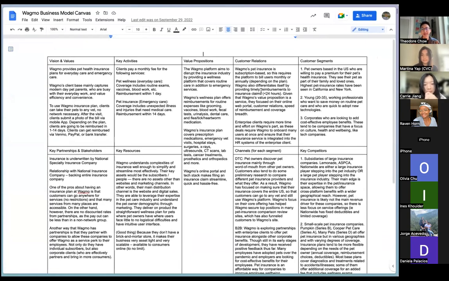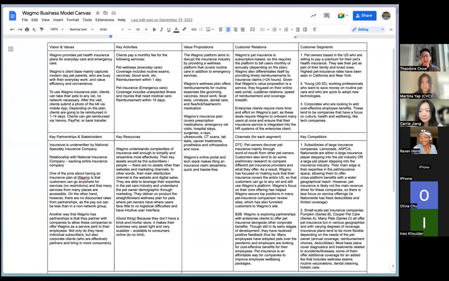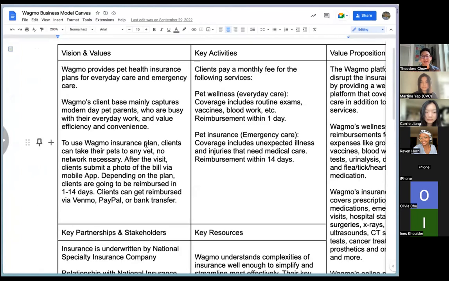So to briefly introduce, this company is called Wagmo. You can read it here. It's sort of like a pet health insurance plan, and it provides pet health insurance for everyday care as well as emergency care. So we can go through this business model canvas very quickly and talk about what is on it. You guys can see this, right?